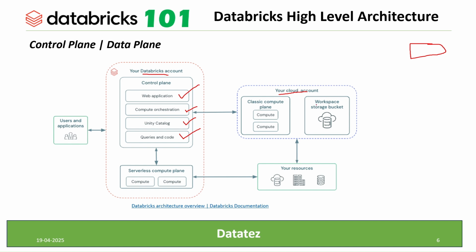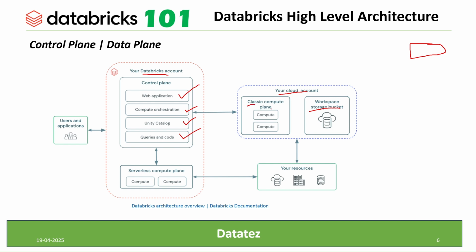That's what we call the workspace storage bucket. All of the data will be residing in your cloud account, the user's cloud account, customer cloud account, client cloud account, whatever we have to call it. Apart from that, the compute machines, the VMs required for running the cluster will also be drawn from the user's account. That's why it's mentioned to be the classic compute plane.